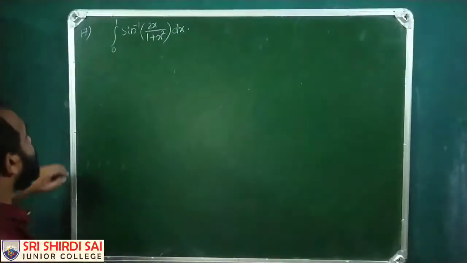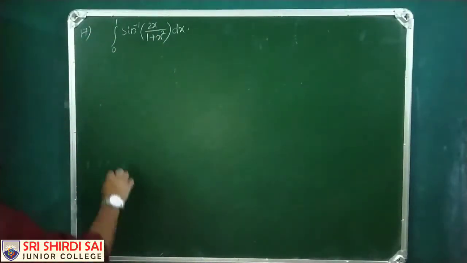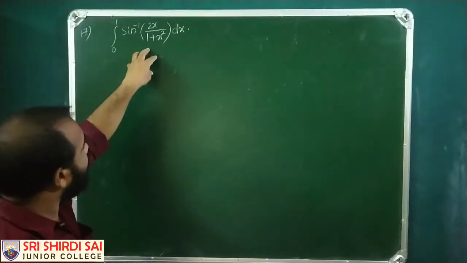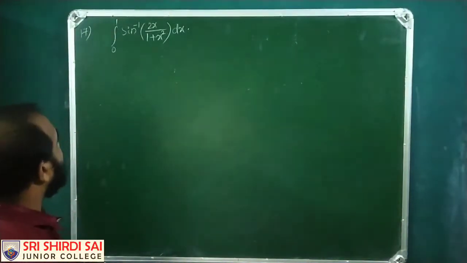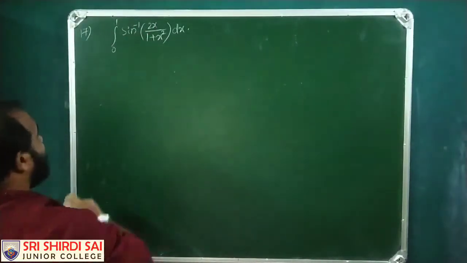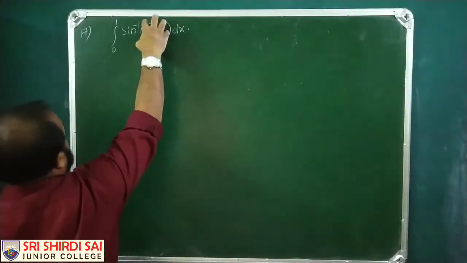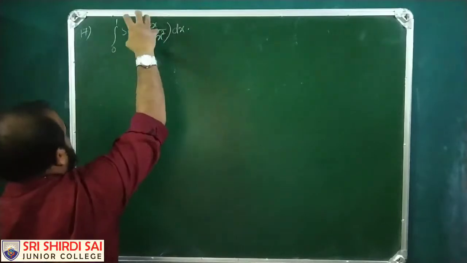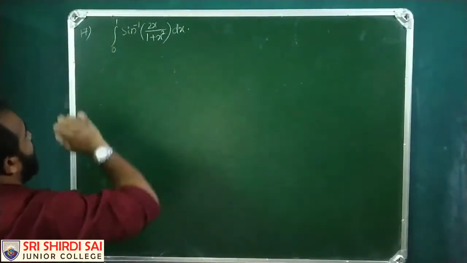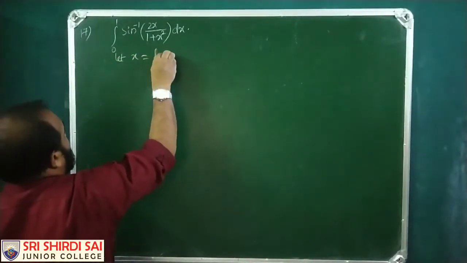The next question is integral 0 to 1 sin inverse of 2x by 1 plus x square dx. This kind of problem we have dealt with in inverse trigonometric functions. If I take x as tan theta, then let us see what will happen. 2 tan theta by 1 plus tan square theta. What is this? That is sin 2 theta in terms of tan theta. So let x equal tan theta.